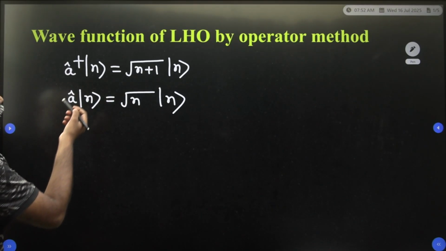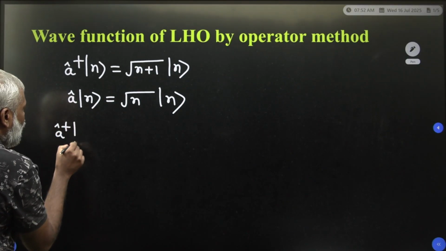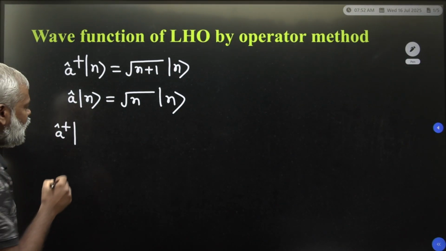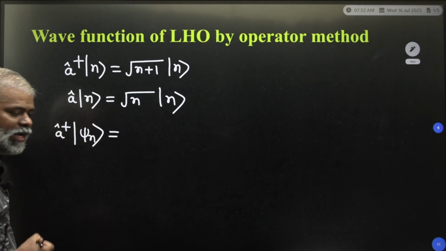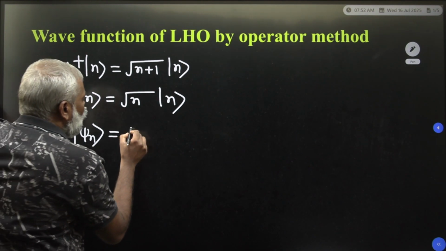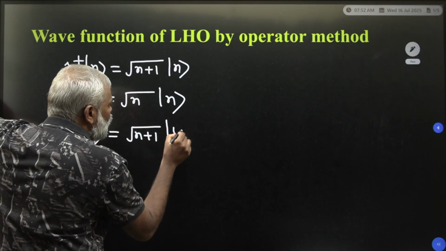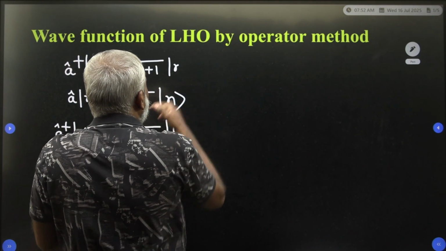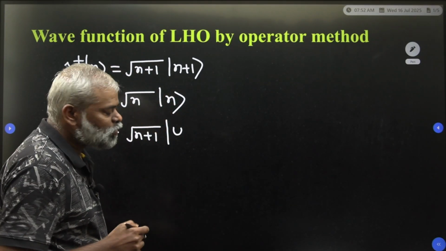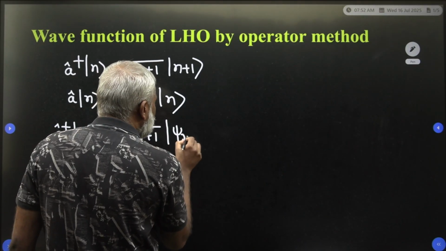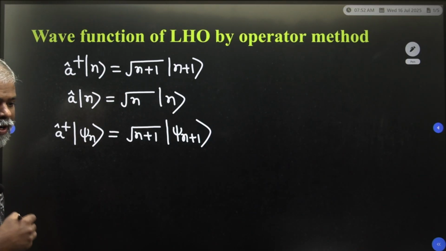Now you have to take the first formula, a dagger on ket n. You take ket n as ket psi n, that is the wave function psi n you have to write. That representation I am changing; root n plus 1 won't change, root n plus 1 only you have to keep. So this we write as root n plus 1, and here also you have to write psi n plus 1. Which one do you have to write? It is psi n plus 1.